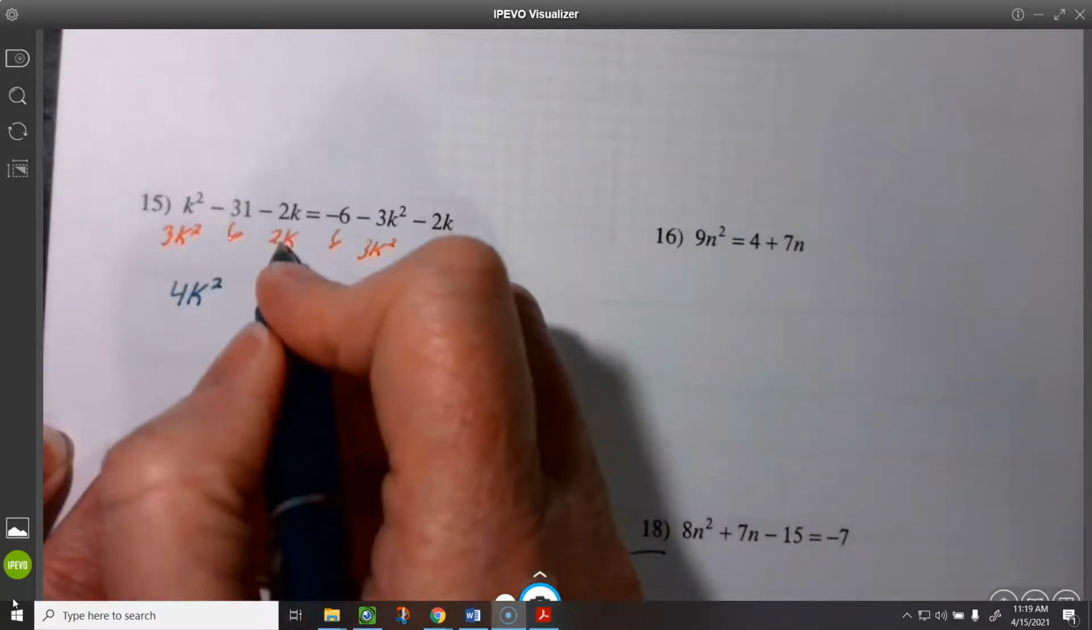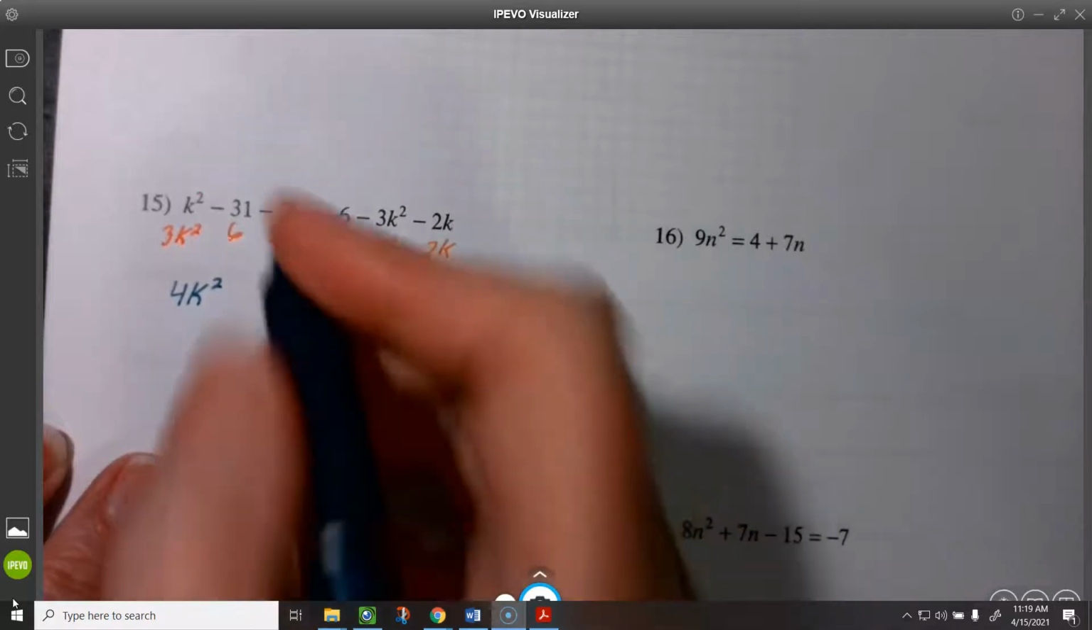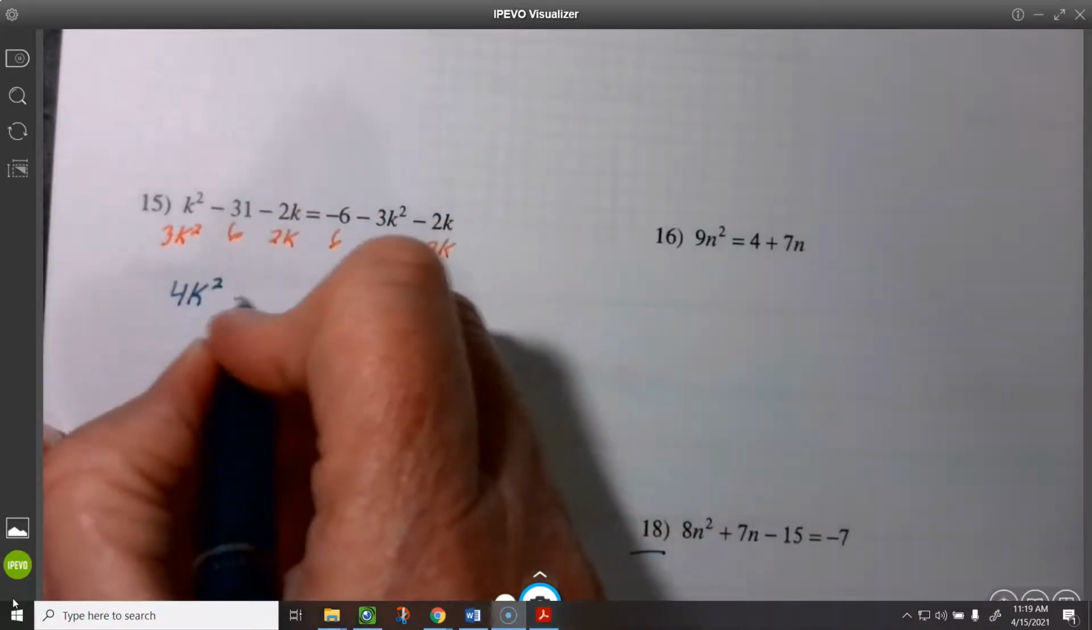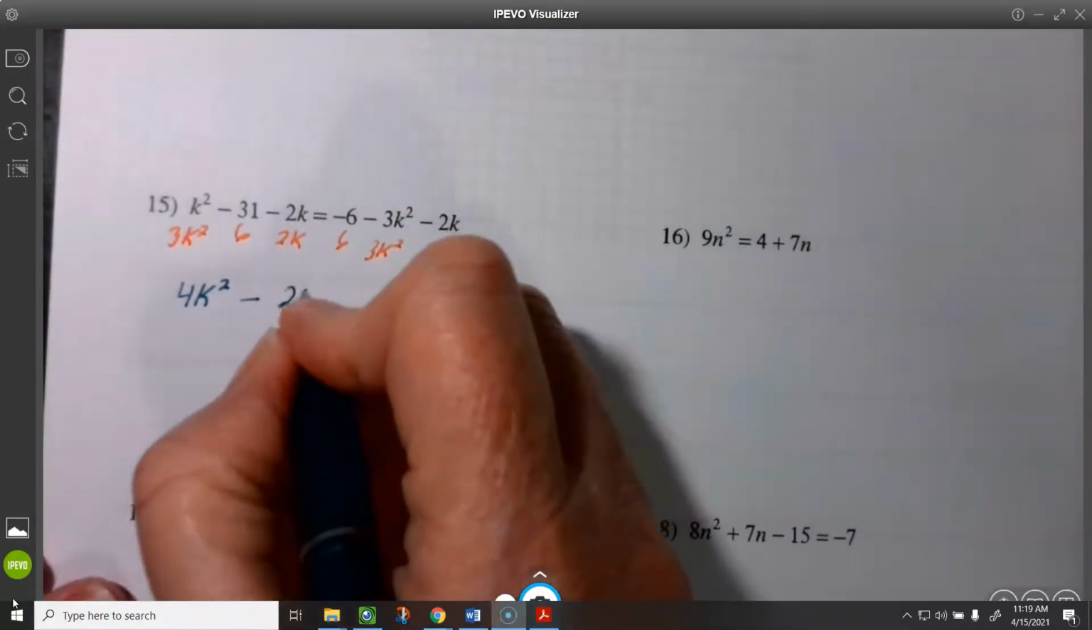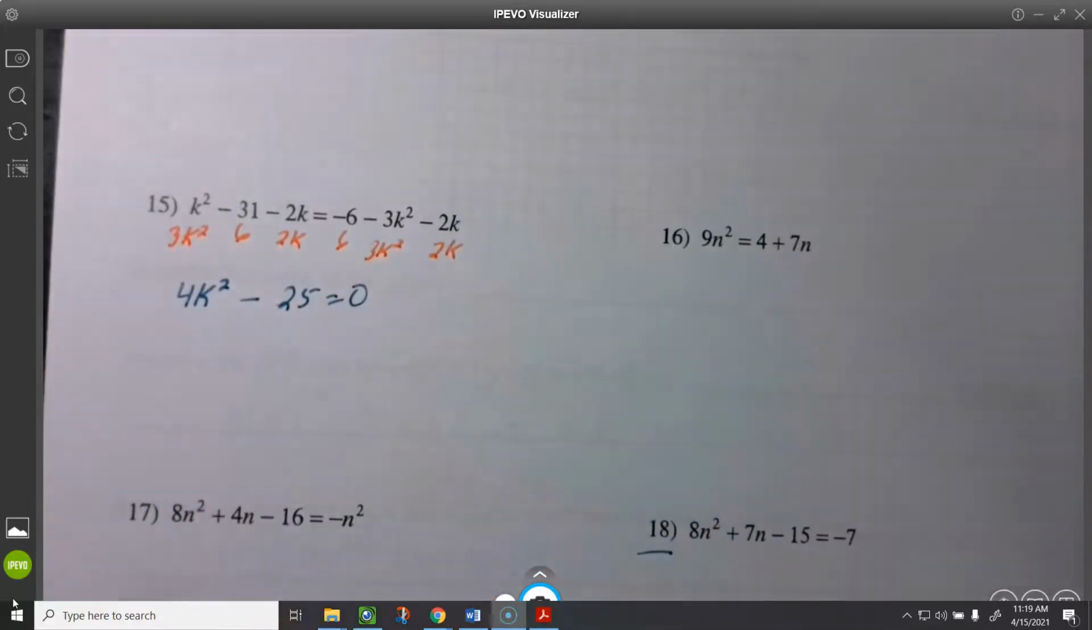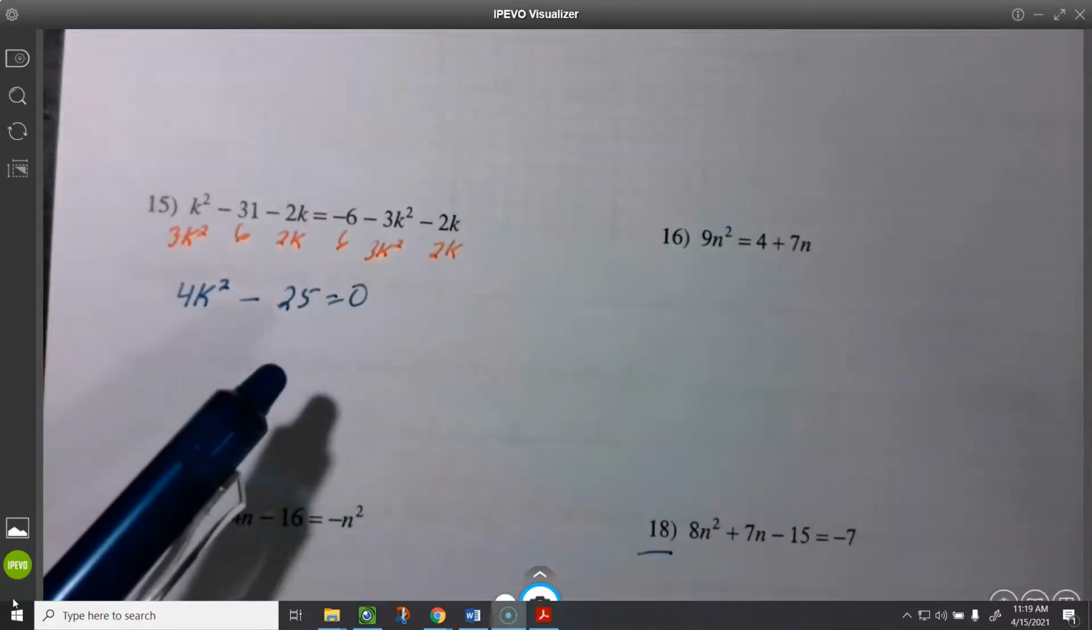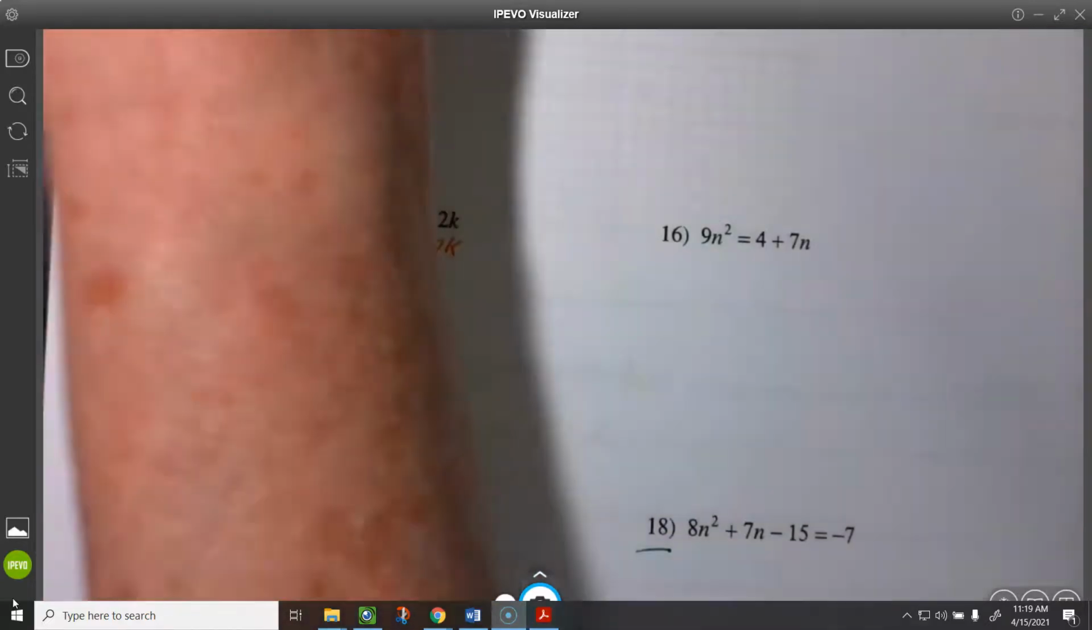My 2k's drop out, and you want it in standard form, in descending order. Those drop out, so then I get, wouldn't you know, I have to subtract 31 and 6 gives me a negative 25 is equal to 0. Oh, that one is so factorable. But solve by quadratic formula just so you get in the habit.